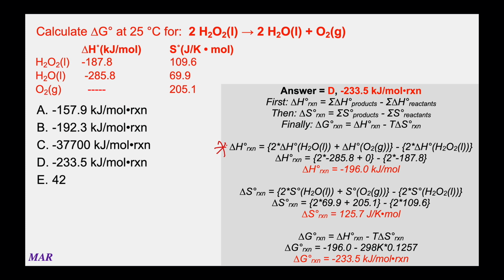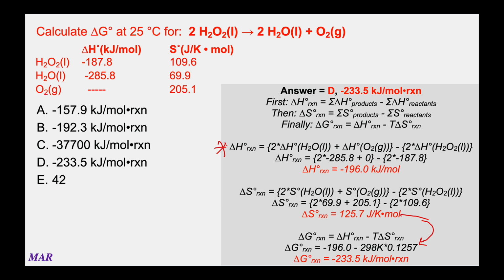Finally, you plug all of this into delta G. Delta G equals delta H minus T delta S. I do recommend that you turn the joules into kilojoules right there. So I divided by 1,000, and 0.1257 would be the kilojoules. That way I have kilojoules and another kilojoules number. You don't want to use joules and kilojoules together; that would mess everything up. Anyway, if you did it all right, you get minus 233.5 kilojoules per mole of reaction, answer D.